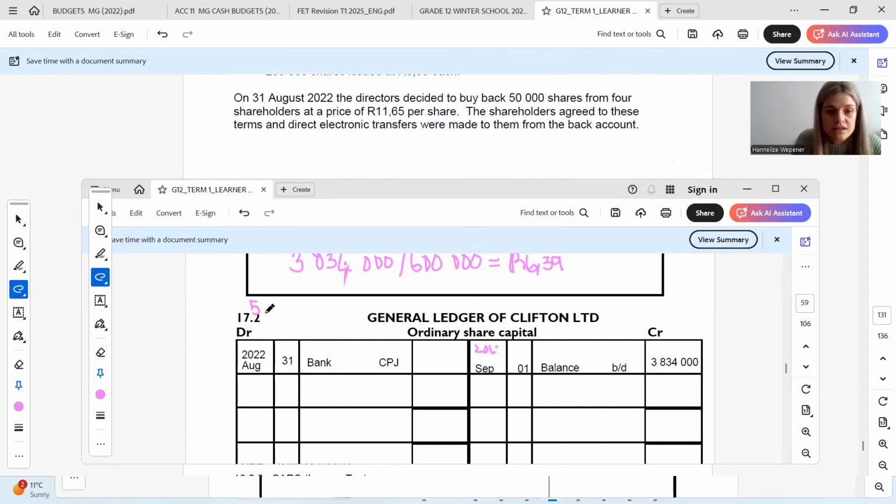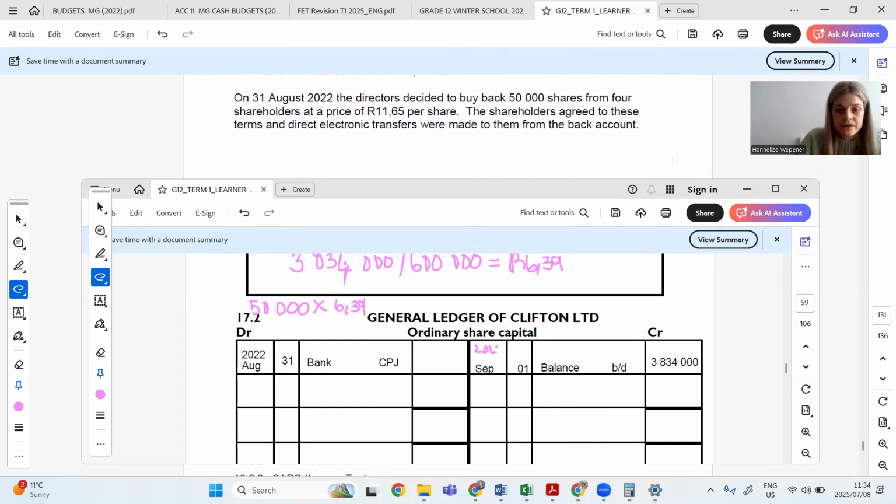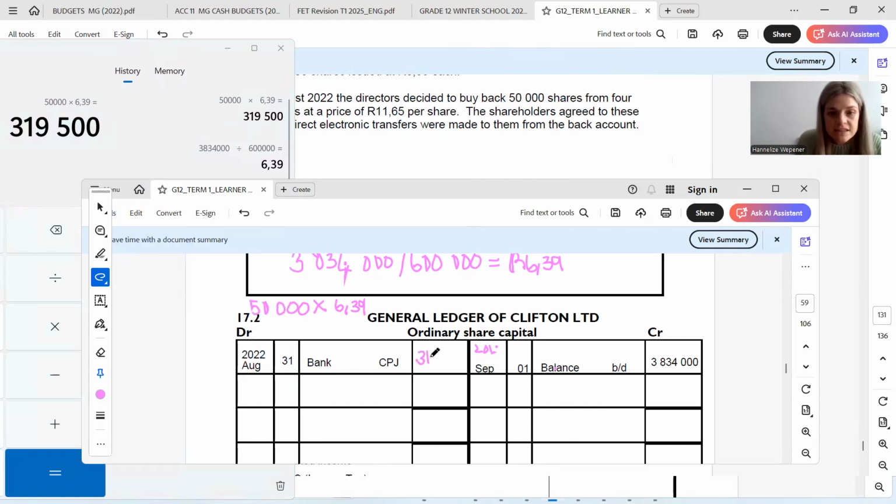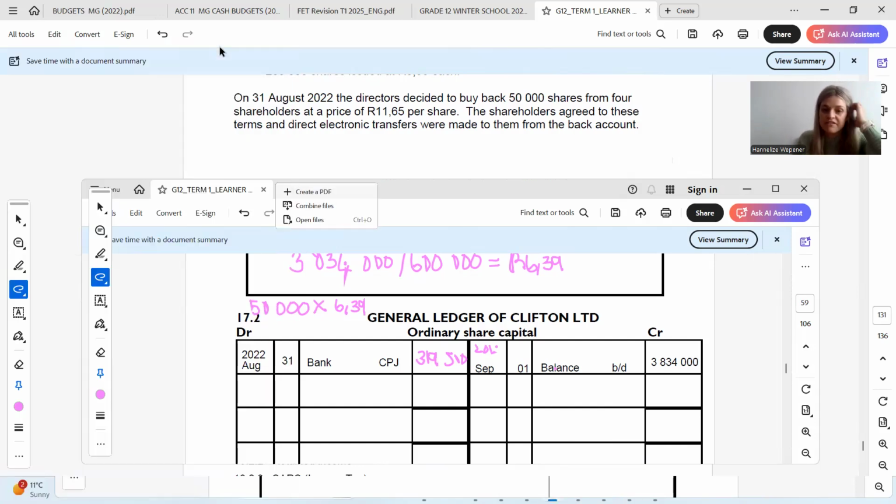Just going to do my calculation here. 50,000 shares. And I'm buying it back, but I need to remove it from my ordinary share capital account first at the average share price. So, calculator, I'm buying back 50,000 shares at R6.39 each. So, my amount is 319,500. Okay. Just want to show that 9 a bit better. Okay, so there we go. That is our average share price, but that's not it.